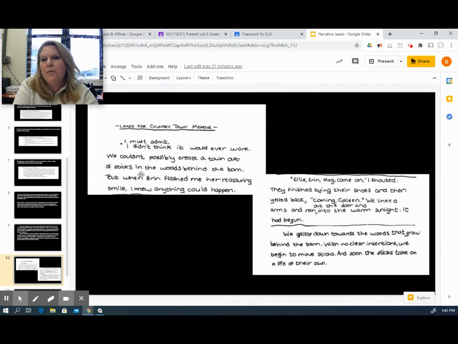Okay, and then her third lead, which I'm going to guess is going to be an action lead because we've already seen a reaction and a dialogue lead. Here we go. We galloped down towards the woods that grew behind the barn. With no clear intentions, we began to move sticks, and soon the sticks took on a life of their own. So again, here they are doing something. Here's a conversation, and then in this one, we get a personal reaction.